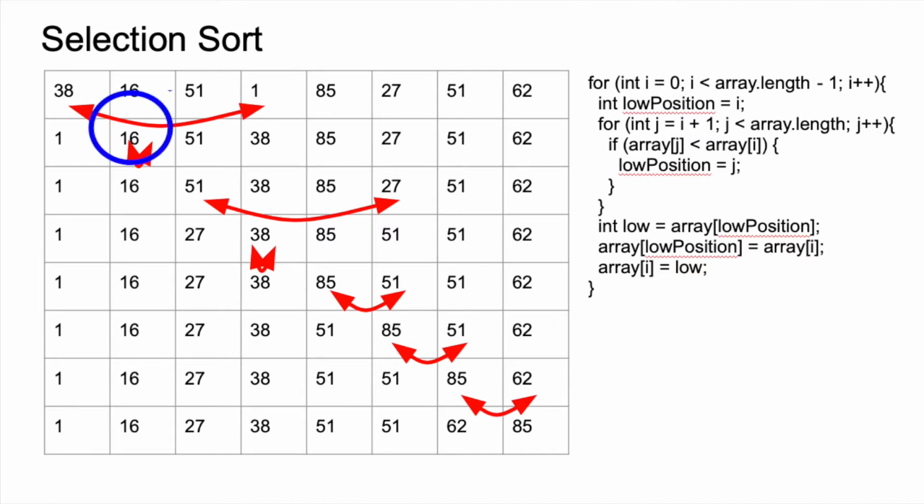Next, 16 is the next smallest element after 1, so it remains in its position. Then 51 is swapped with 27, the next smallest element after 16. This is repeated until the second last element, when the array is sorted.